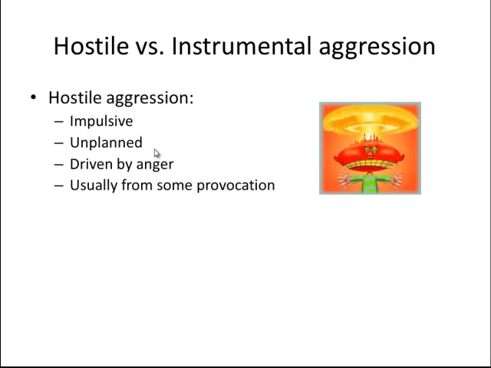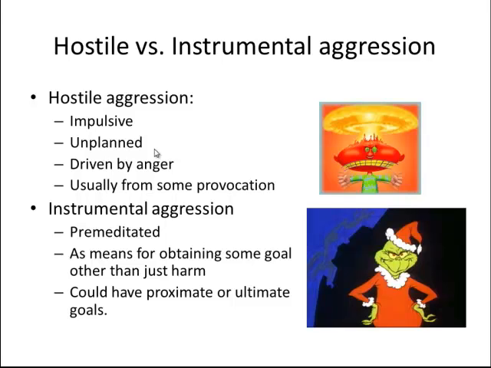So we can break these down into different types of aggression. We have hostile aggression. This is impulsive, unplanned, driven, explosive, attack without thinking, reactionary. And then we have instrumental aggression. This is aggression towards other people where it's premeditated, it's thought about. There's an ultimate goal. That goal can be to do harm. That goal can be to oppress people. Could have immediate goals, I'm planning on doing this, or ultimate goals. Ultimate is in the future, proximate is now.